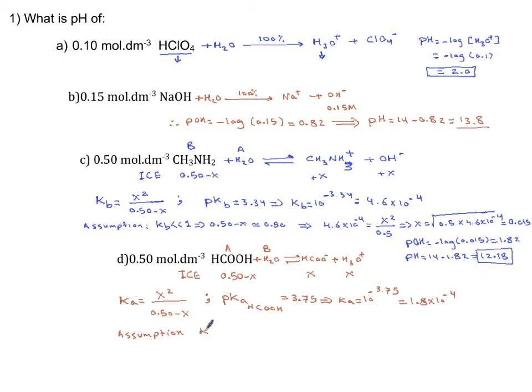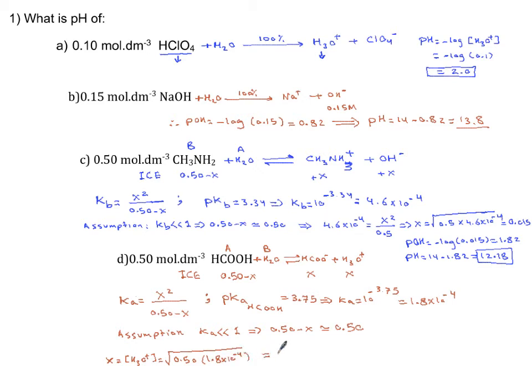Ka is much smaller than 1. Therefore, the denominator 0.5 minus x simply becomes 0.5. No more quadratic, it's just a square root. So we can say that x, which is our concentration of hydronium, is the square root of the initial concentration times Ka, the square root of 0.5 times 1.8 times 10 to the minus 4.